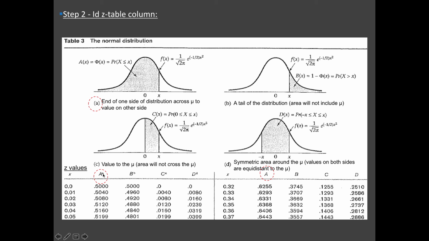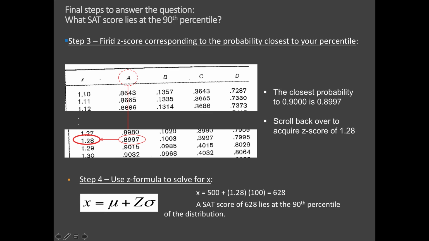you're going to look down column A until you find the closest value to 0.9000. When you do that, you'll see that down around 1.28 or 1.29, there are two values. Neither of them are exactly 0.9000, so you have to choose which one is closest. In this case, it's 0.8997. So the z-score that goes along with that probability is 1.28.